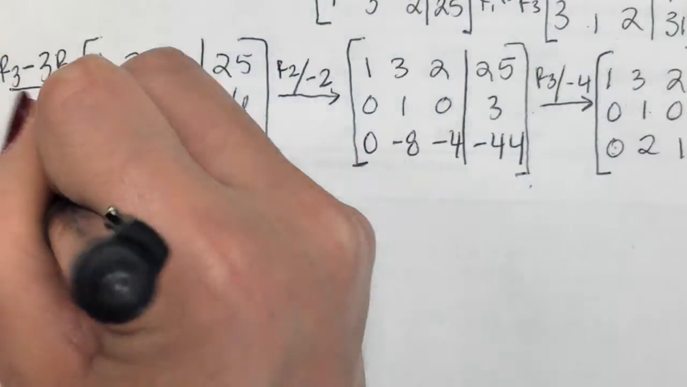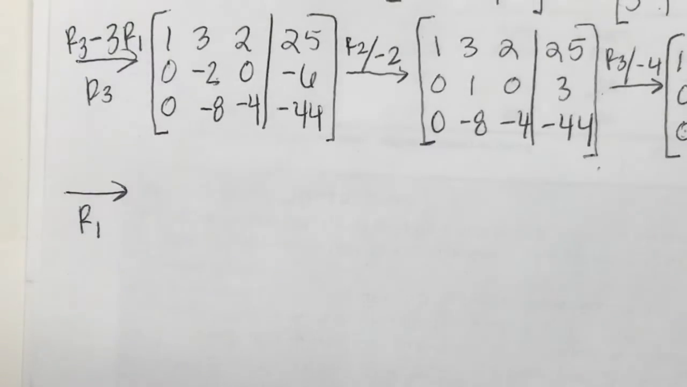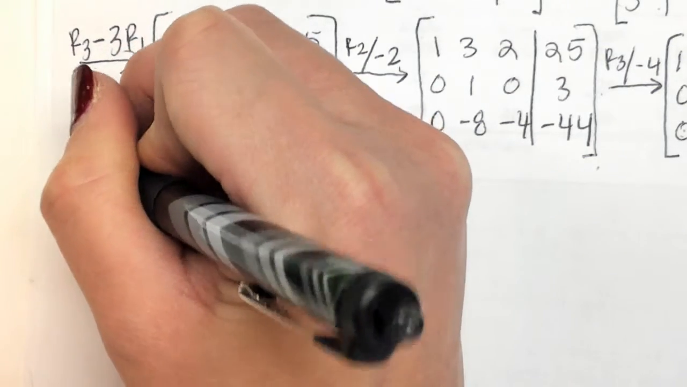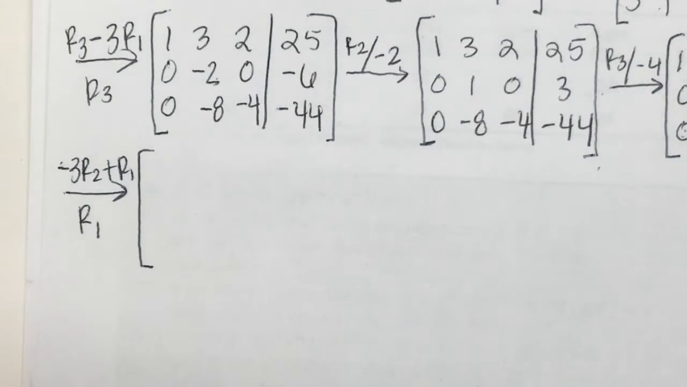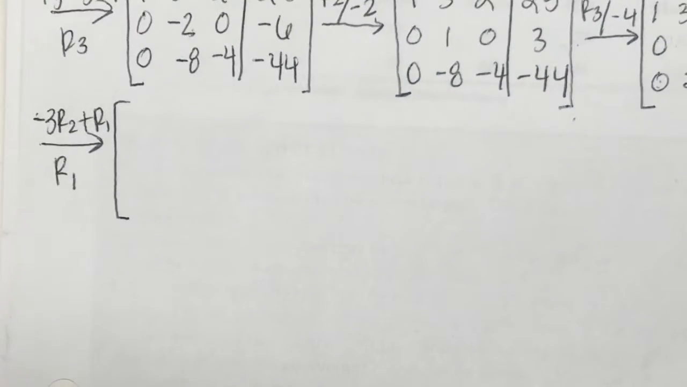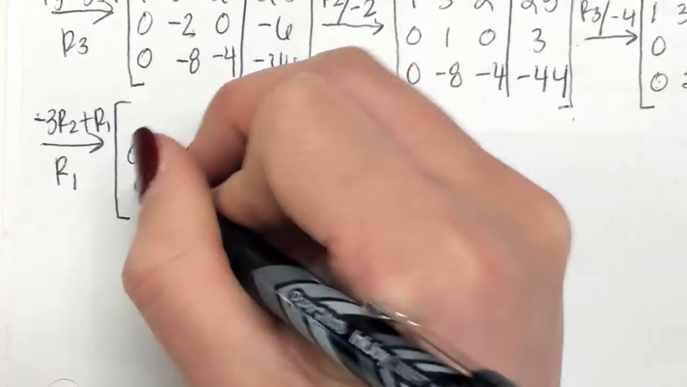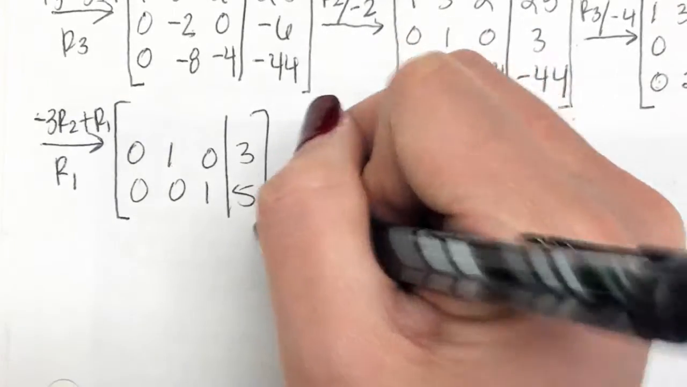-3. Good. So which row are we changing again? Row 1. By multiplying what row? Row 2 by what? Yes. And adding it to row 1. So leave row 2 and 3 the same. So you multiply everything by -3. Yes.